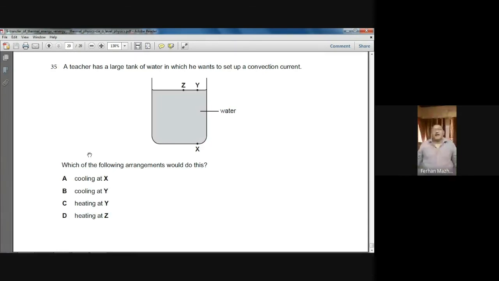Setting up a convection current. Cooling at X, the cooling is always done from the top. Cooling at Y, yes, that can be the answer. Heating at Y, that's wrong. Heating is always done from the bottom. Heating at Z, that is also wrong. The heating should be done from the bottom. So what is the right choice?